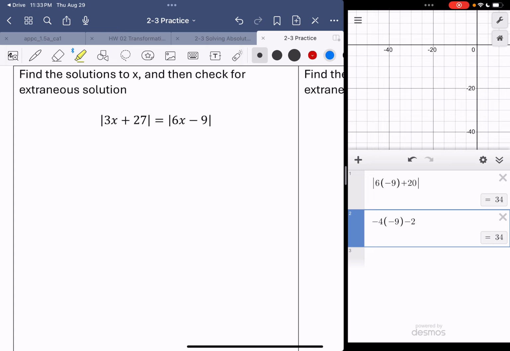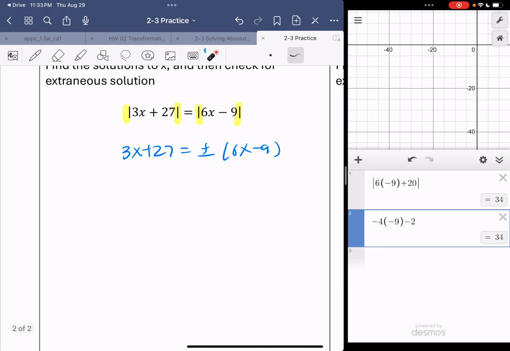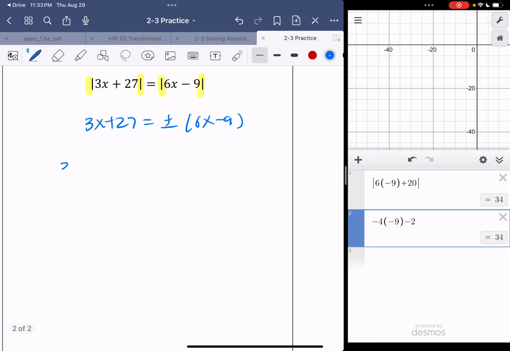You know, it has absolute value, right? So make sure you get rid of it. We don't have to do it 4 times, just twice, for positive, for negative. So it's going to be 3x plus 27 equals positive and negative 6x minus 9. So we're going to do one for positive, one for negative, just like all other questions, because even if you put positive, negative here, that's going to give you exactly the same answers. So one is 3x plus 27 equals 6x minus 9. The other one is 3x plus 27 equals, flip the sign, negative 6x plus 9.